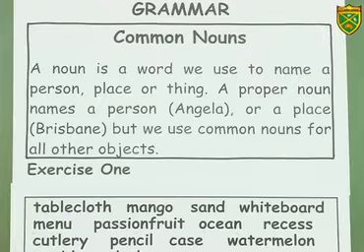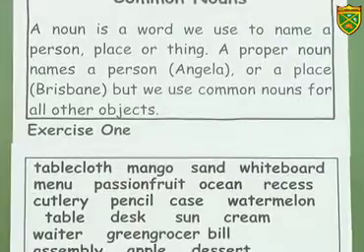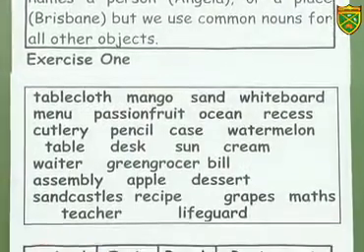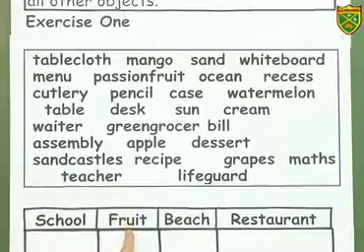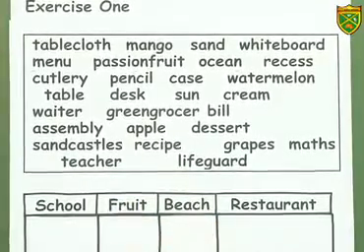But we use common nouns for all other objects. So anything else that we can see or hear or feel or touch. So what you need to do is, you've got stacks and stacks of common nouns here, but you've got to decide where they go. Do they go under the school, under fruit, under beach, or under restaurant?